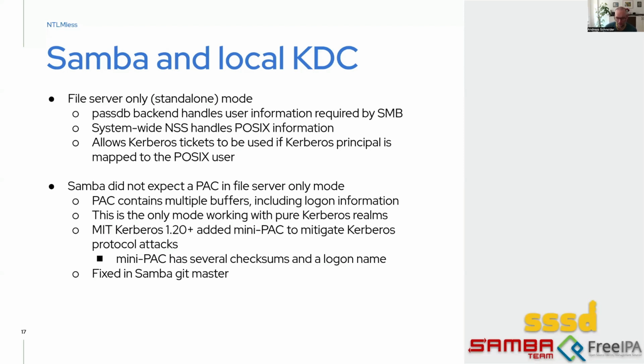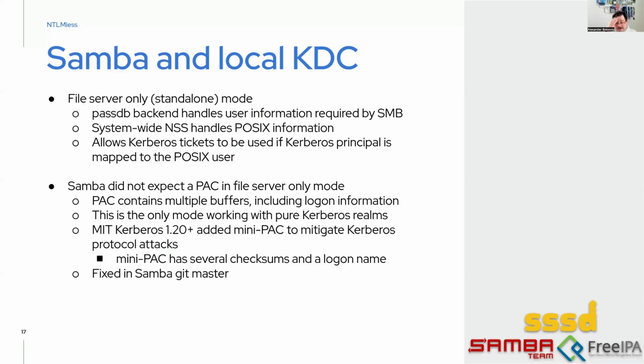And these checksums are there to validate the ticket, that it hasn't been tampered with, so there was no man-in-the-middle attack. And Samba was not able to parse this minimal PAC. But in the meantime, we added support for this, and it is in Samba for the next version, 4.21.